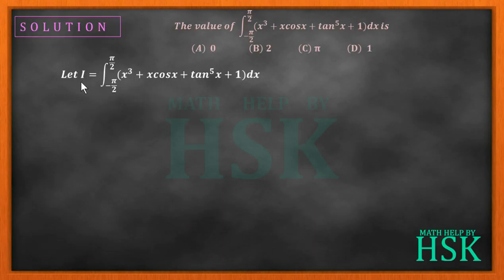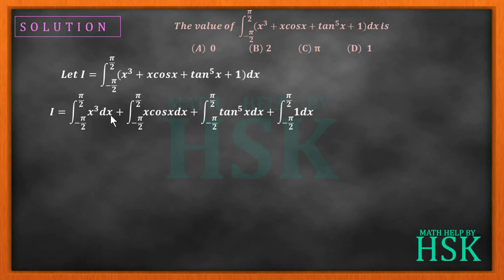First of all, I've been given the definite integral and I assume that it is equal to I. Now because there are four functions given in this definite integral, I'm going to write these four functions as four separate definite integrals. So I'm going to get I is equal to x cubed dx from minus pi by 2 to pi by 2, x cos x dx from minus pi by 2 to pi by 2, 10 raised to the power of 5 of x dx from minus pi by 2 to pi by 2, and 1 dx from minus pi by 2 to pi by 2.